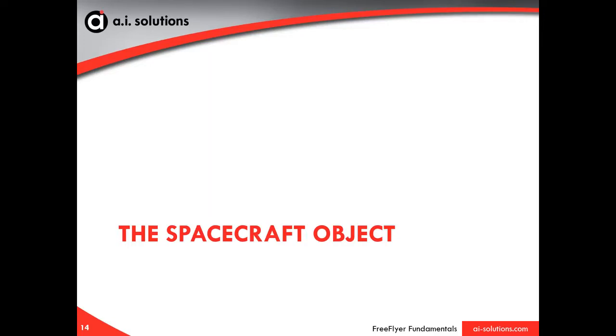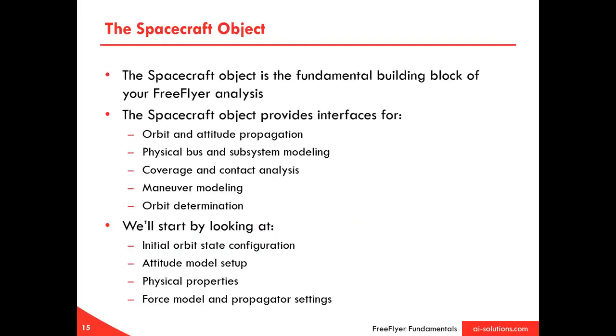Alright, now we're going to go back and talk in more detail about the spacecraft object, which is really essential to FreeFlyer. As the slide says, the spacecraft object is like a fundamental building block in FreeFlyer. It gives you the interfaces for orbit and attitude propagation, modeling the spacecraft physical bus and the subsystems on board, determining contact analysis with sensors, maneuver modeling, and also for orbit determination.